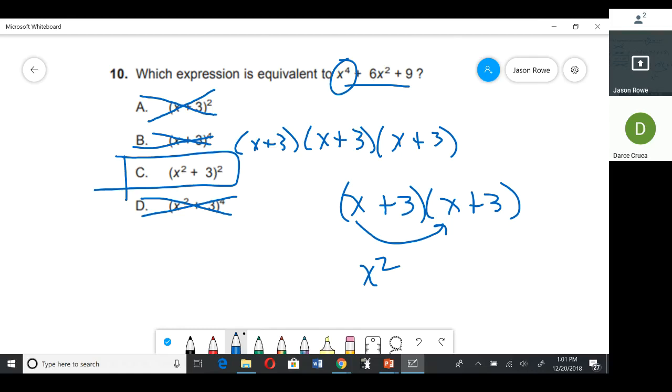Another trick here, because it's untimed: if you can't remember the rules, take these binomials, write them out, and actually do that. Complete the FOILing there and see if you get the expression that's in the problem. So this is technically a perfect square trinomial. Well, it is a perfect square trinomial. It's just that the exponent is 4 instead of 2, which we usually see. Right.